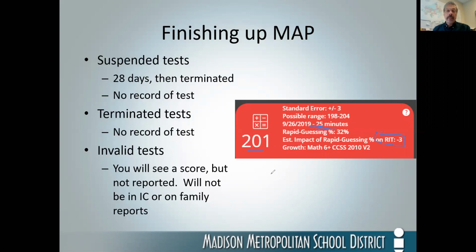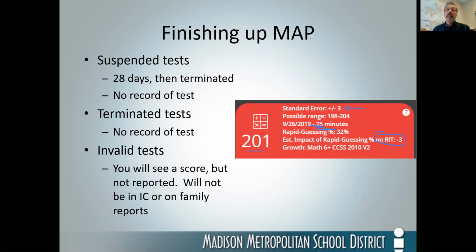Is the 201 a valid, relevant score? No, it is not, but it should give you an idea of where the student is at. So I would take this and say 201 plus the 3 RIT, the student is somewhere in the area of 204. You'll notice that the standard error also is plus or minus 3. So we end up having potentially a pretty big swing based on the fact that the student guessed rapidly and ended up dropping by 3 points because of that.